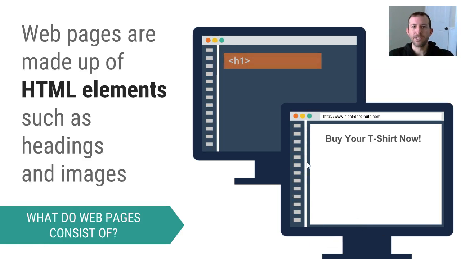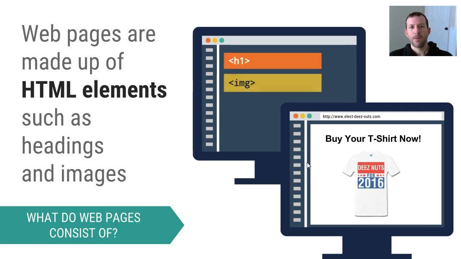What do web pages consist of? Web pages are made up of HTML elements. They're like building blocks of a web page. In this example, I have two elements. I have an H1 element, which stands for the largest heading you can put on a page, and then I have an image element. Over here is what you might see on the screen.